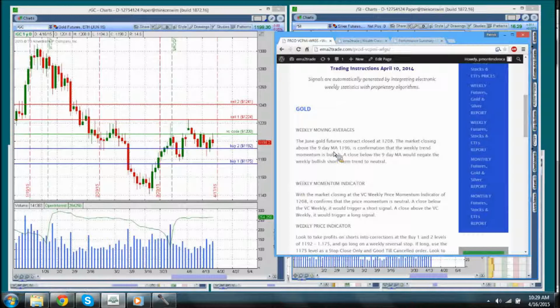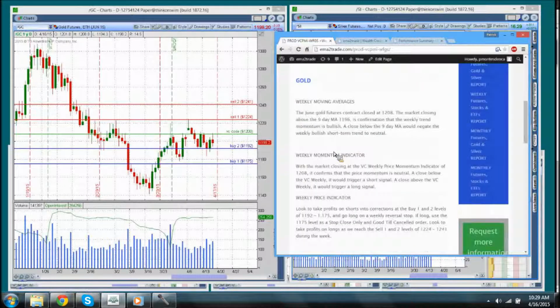What we're doing here is breaking it down for you in terms of components to identify the signals and the confirmation of the signals. A close below the 9-day moving average of 1196 would negate this weekly bullish short-term trend that started last week.